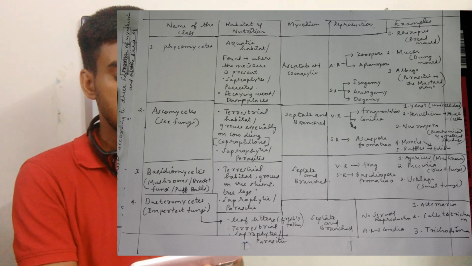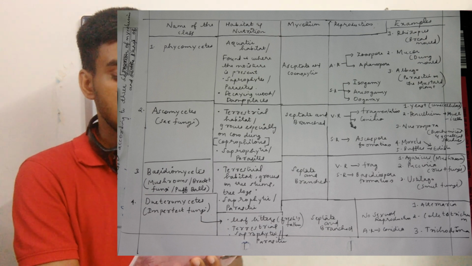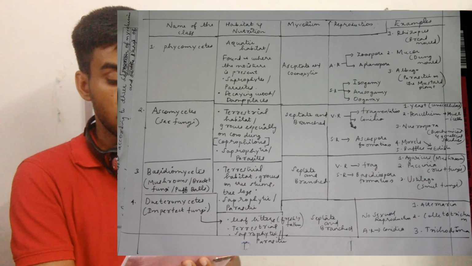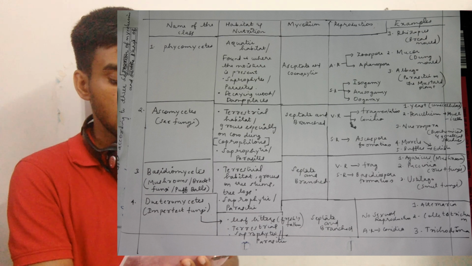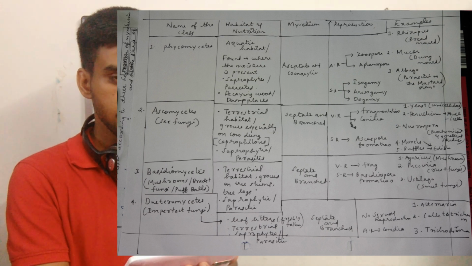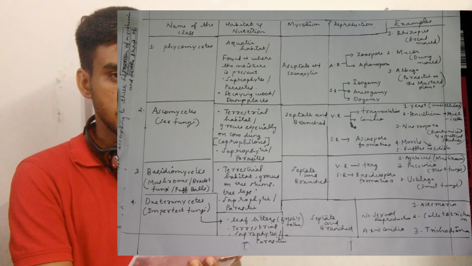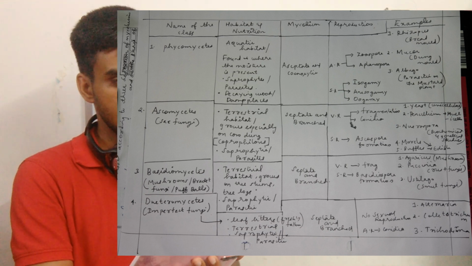For Phycomycetes, we will be discussing the name of the class, then habitat and nutrition, then mycelium, how the mycelium is seen in the fungi, and about the reproduction and the example. We will discuss all these subdivisions in all classes. What are Phycomycetes? These are the first class referred to, and they are found in the aquatic habitat.